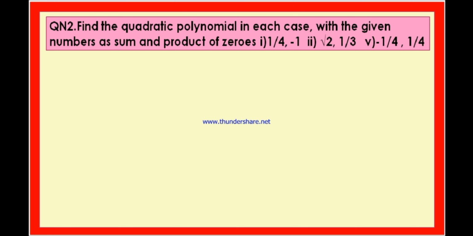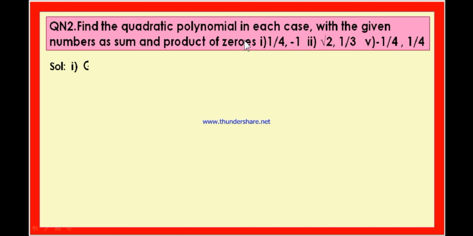I shall repeat. Find the quadratic polynomial in each case with the given numbers as sum and product of the zeros. You please see here. We have been given the sum of the zeros and also the product of the zeros. The first value represents the sum of the zeros and the second value represents the product of the zeros.